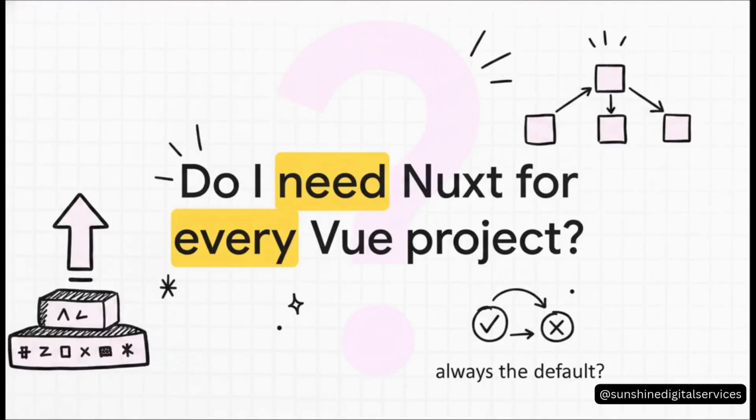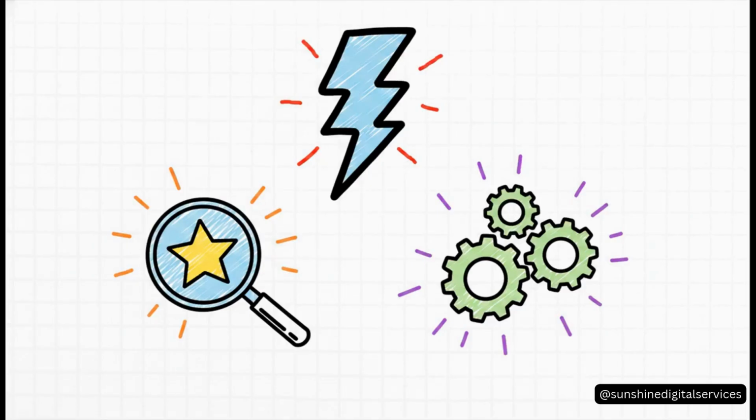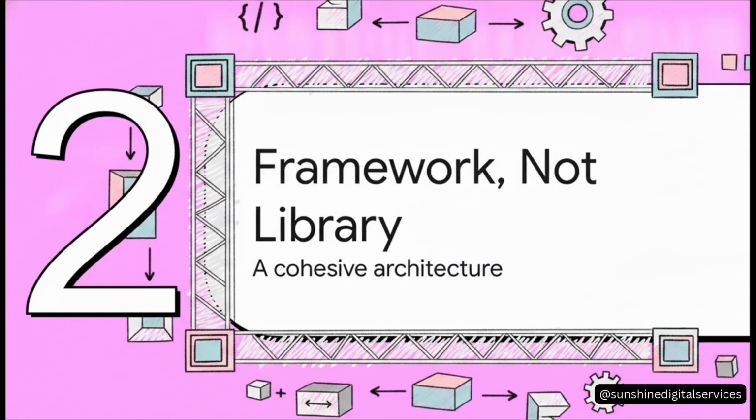This naturally leads to a really common question from the developer community. Do I actually need Nuxt for every single Vue project I build? Like, is it always the default answer? The short answer? Honestly, no. If you're just building a small internal tool or maybe a highly interactive app hidden behind a login screen where SEO literally doesn't matter, a client-rendered SPA is totally fine. But as soon as performance, consistent SEO, and architectural conventions become absolutely non-negotiable for your product's success, that's exactly when Nuxt becomes incredibly valuable. Moving to Section 2.